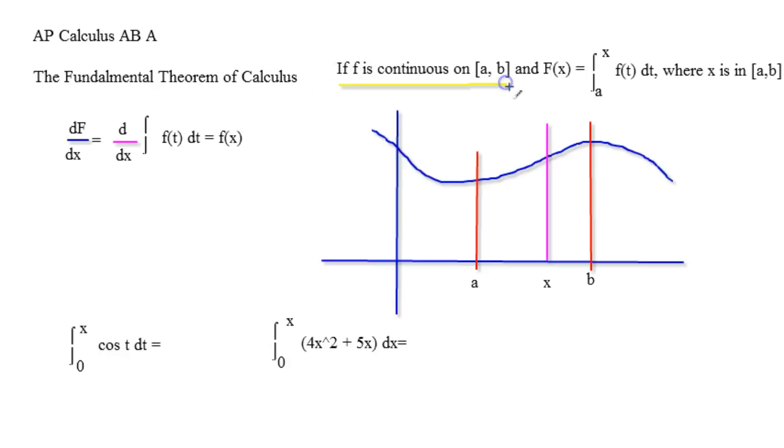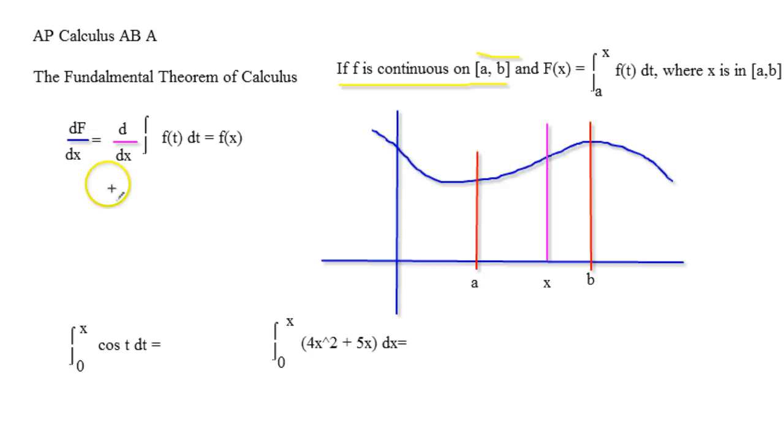So if f is continuous on a to b, and that's inclusive, by the way, and the antiderivative of f of x is equal to the integral from a to x of f of t dt, where x is in this range. In other words, I'm continuous throughout this entire interval, and I can find the area anywhere in there. And if I can find an x in between a and b, then I can find the antiderivative at x.